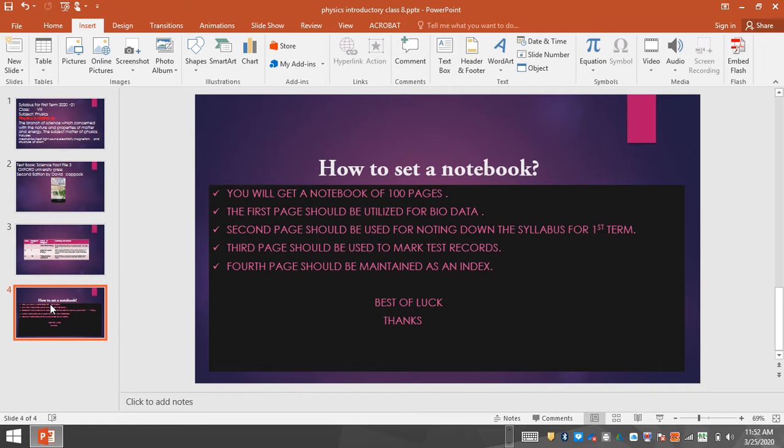The second page you should use for noting down the syllabus for the first term. You know that your syllabus for physics is these three chapters: Chapter 1, Chapter 7 and Chapter 10. So you will note down the syllabus according to that. The third page you should use to mark the test record. The fourth page you should maintain as an index. You will write the topic, and in which date you have done which topic and which will be done.